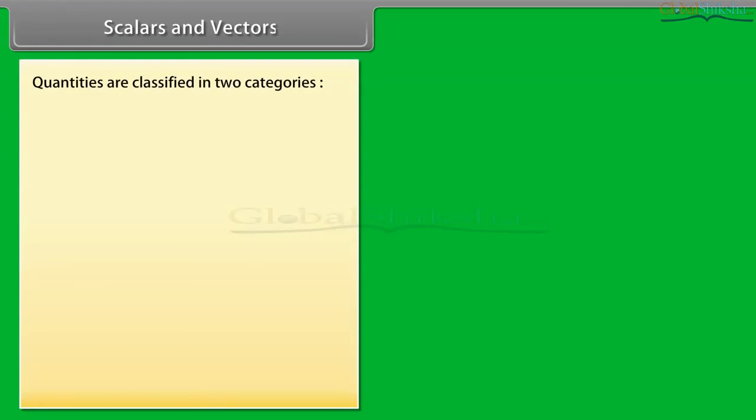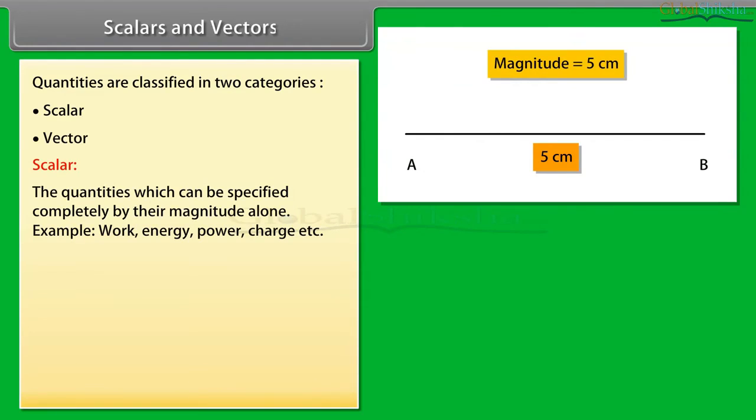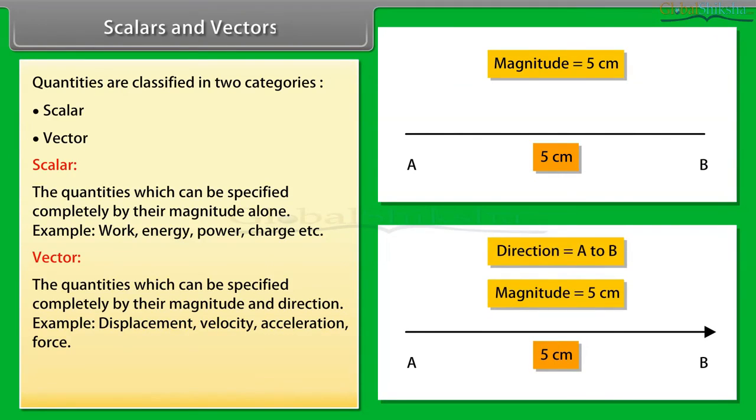Scalars and vectors. In physics, quantities are classified in 2 categories. They are A. Scalar and B. Vector. Scalar: the quantities which can be specified completely by their magnitude alone. For example, work, energy, power, charge, etc. Vector: the quantities which can be specified completely by their magnitude and direction. For example, displacement, velocity, acceleration, force.